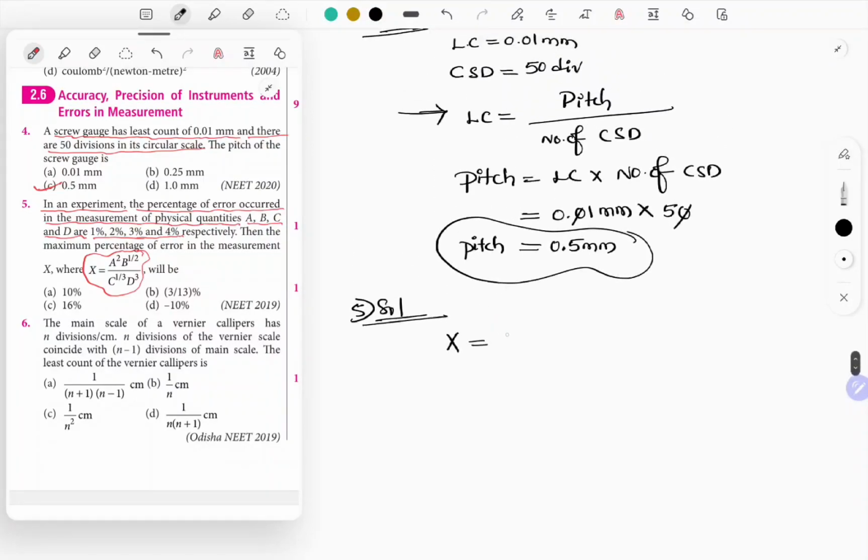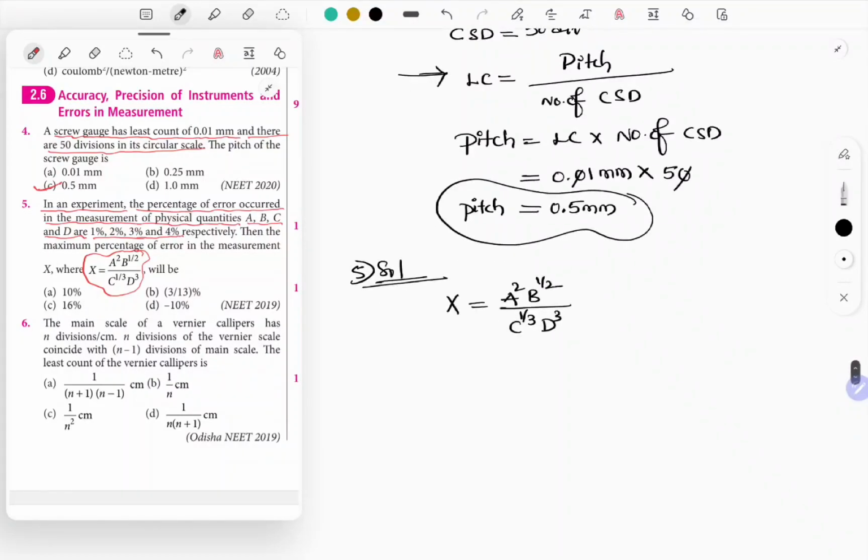They have given A power 2 B power 1 by 2 divided by C power 1 by 3 D power 3. Now they are asking percentage error. We have a formula, that is delta X by X into 100 is equal to 2 times delta A by A. Whatever the power we have, that power comes as a multiplier for all of them. This process is going to be repeated. Into 100.